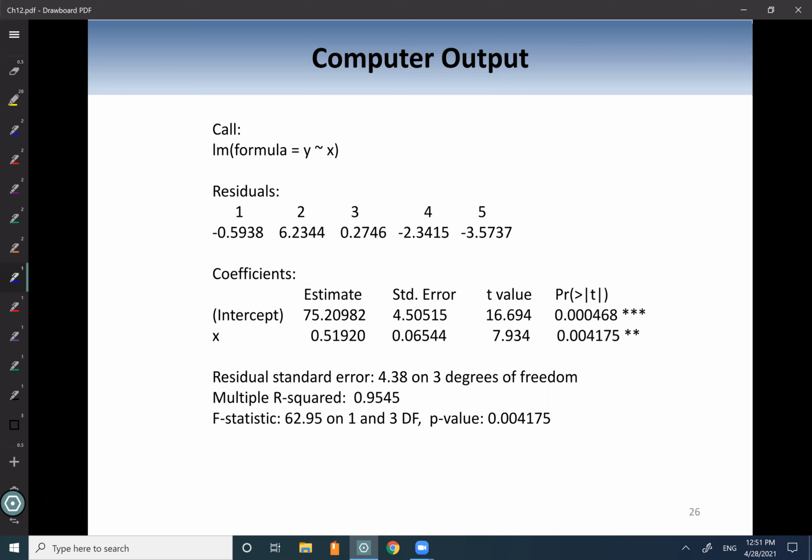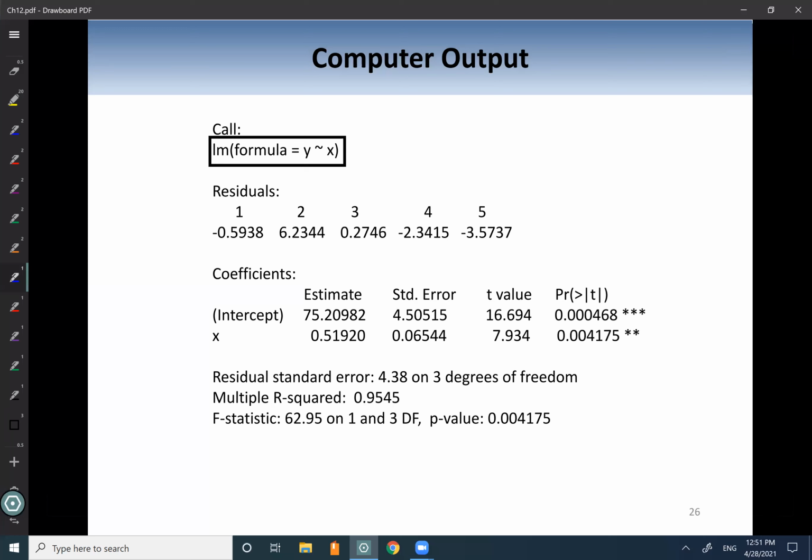I had 2 columns. I had a column for the X's, the time spent, and a column for the response variable Y, the online sales. So you can see there's the lm, which stands for linear model. It says, hey, you just ran a linear model, you ran a regression. And here are the 5 residuals. Right, 5 customers, so there'll be a residual for each one.